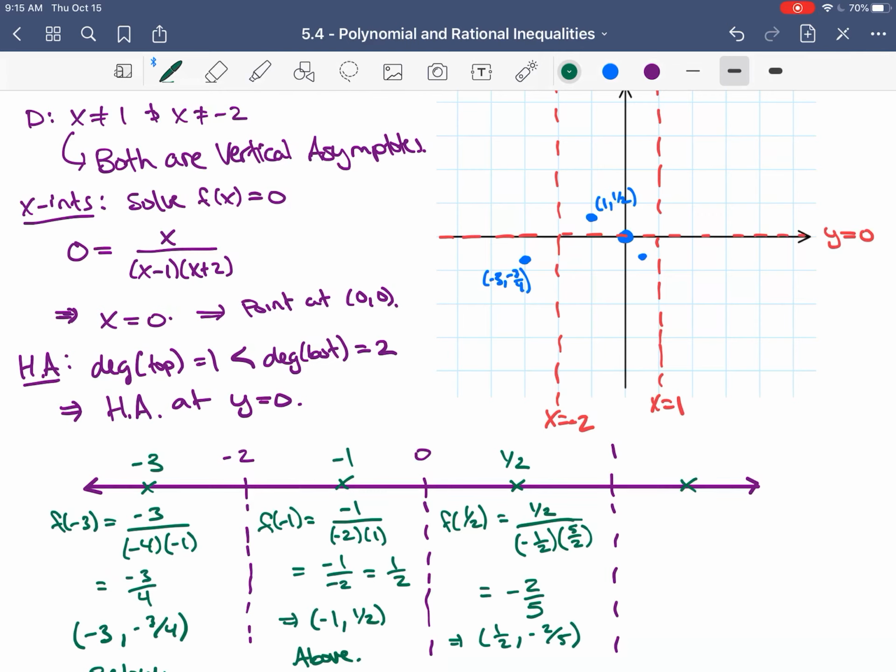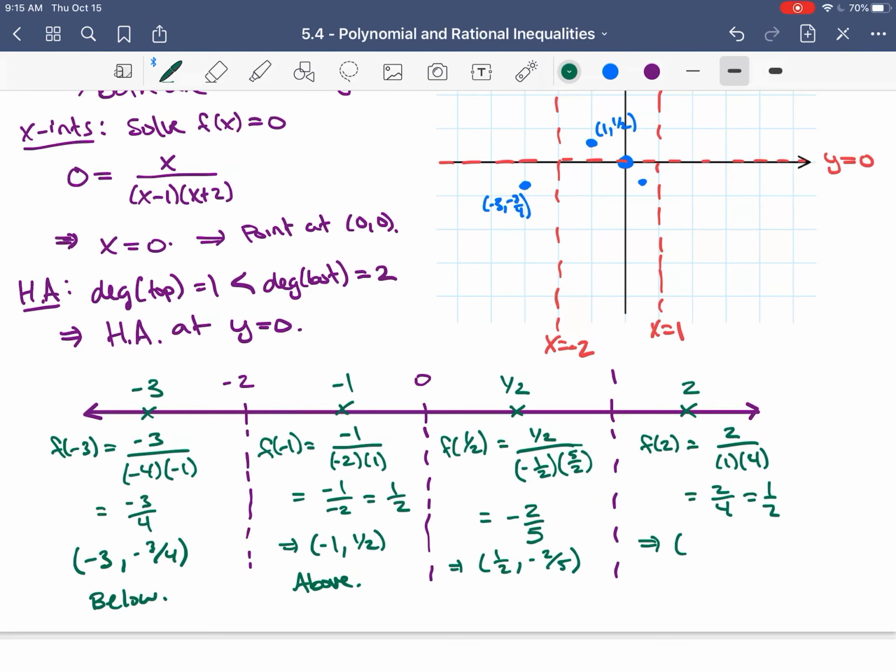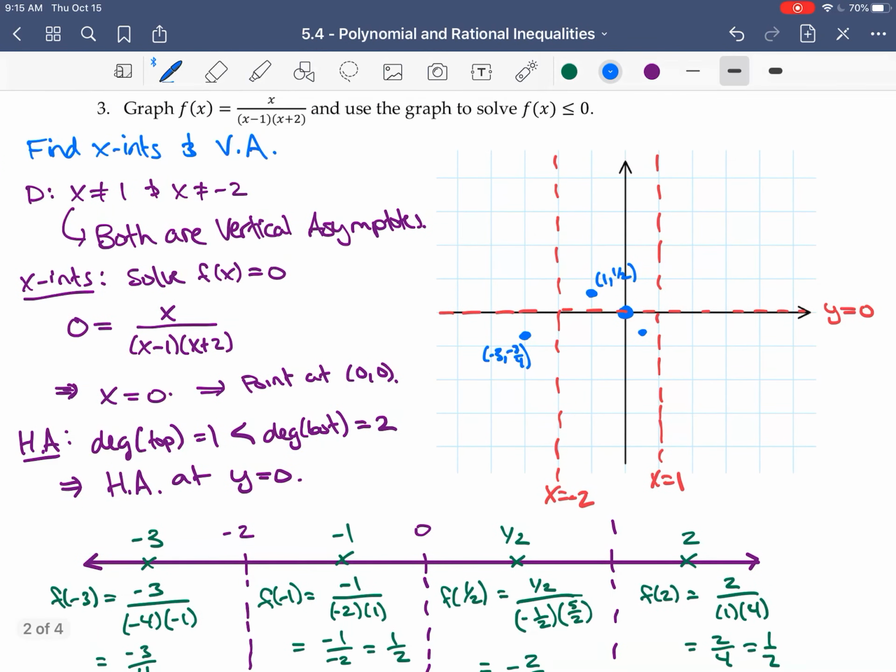And then lastly, something bigger than 1, maybe we do 2. f of 2 is going to be 2 over 1 times 4. So that's 2 over 4, which is 1/2. So we get the point at 2 and 1/2. So at 2, we're at 1/2 here.